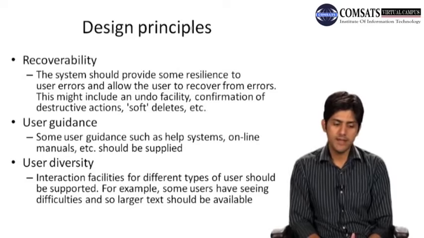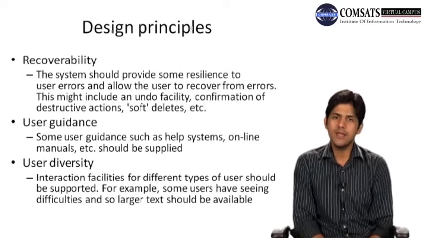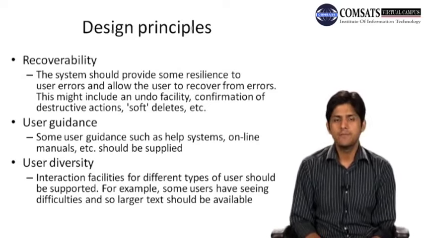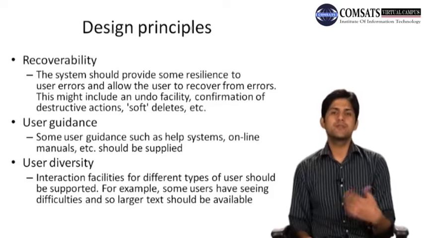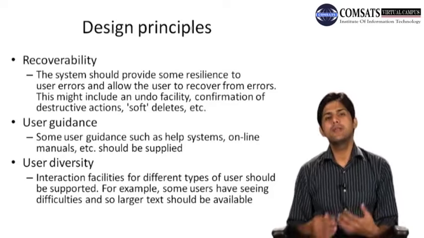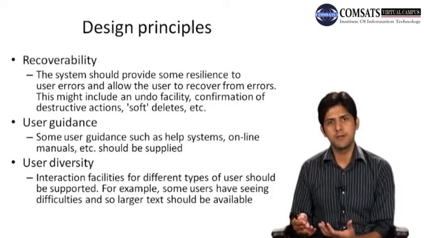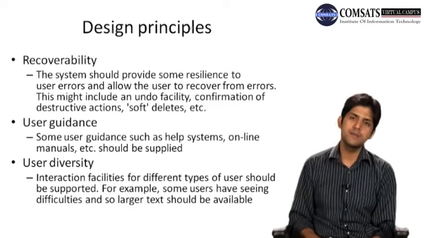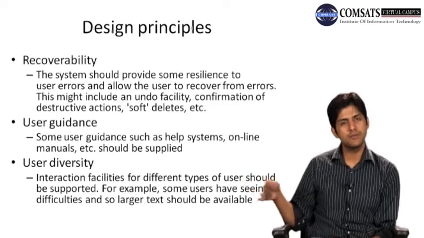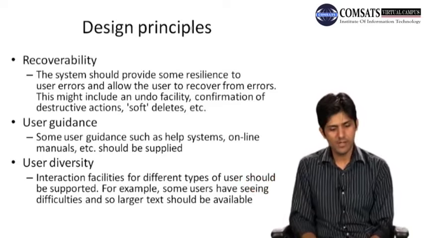Then we have this user guidance. Some user guidance such as help systems and online manuals, etc. should be supplied, which I already told you about. Okay, at times you have proper user trainings. For example, you have to make an application for a customer, then you will invite all the different categories of end users, and then you will train them on your application. Okay, and you might provide them some user manuals, and there might be some help menus in your application which will guide them through different windows or through different interfaces.